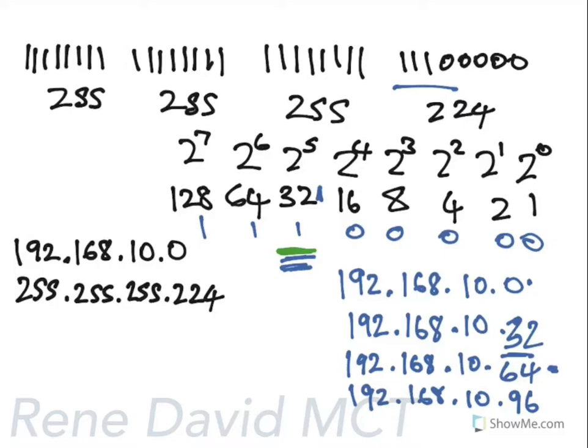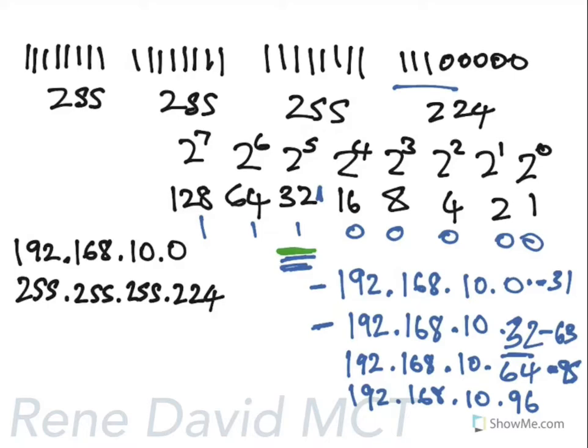Now, these are the starts of each range. Obviously, if range 1 starts at 0 and range 2 starts at 32, this would go up to 31. That would go up to 63, and that'll go up to 95. So it's really straightforward.